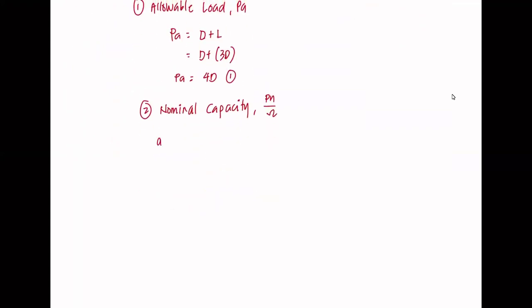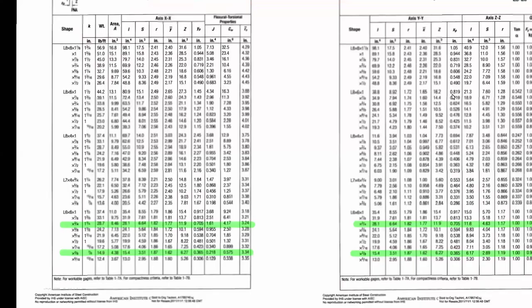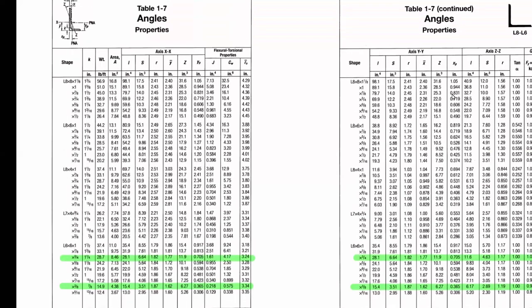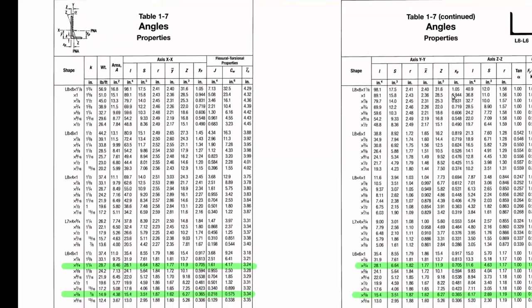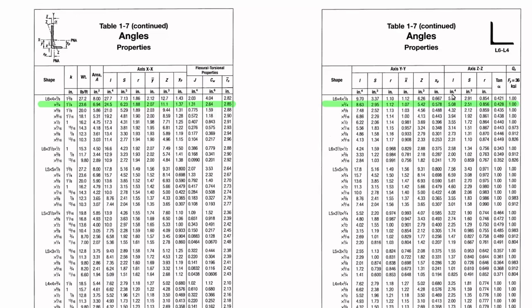For ASD, that is Pn over omega. First, using gross section yielding, Pn over omega is Fy times Ag all over 1.67. So we need the properties of our section. Looking at our section, 6 by 4 by 3/4, let us go to our L shape table. So this is our L shape. We need 6 by 4 by 3/4, and it's highlighted here already.